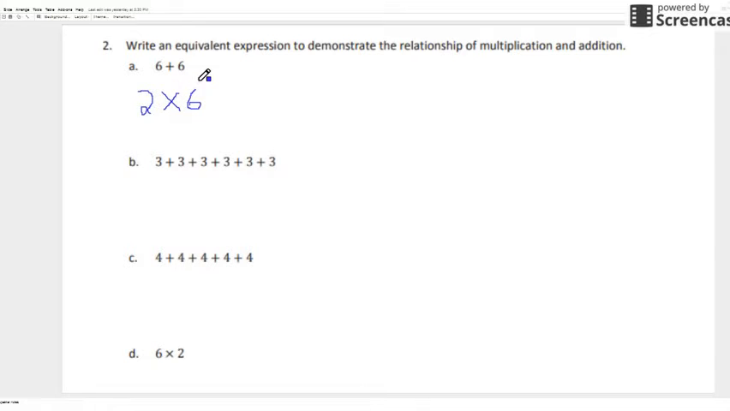All right, so same thing down here. If I went 3 plus 3 plus 3 plus 3 plus 3 plus 3, that's 1, 2, 3, 4, 5, 6 groups of 3. Well, this is really multiplication. I'm multiplying 6 times 3 because I have 6 groups of 3.